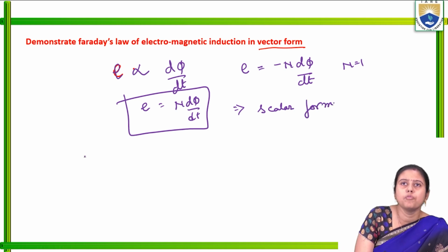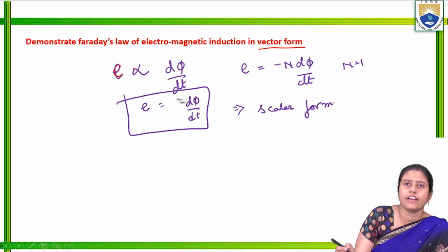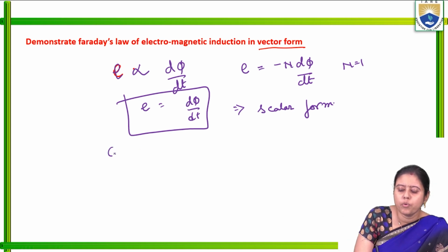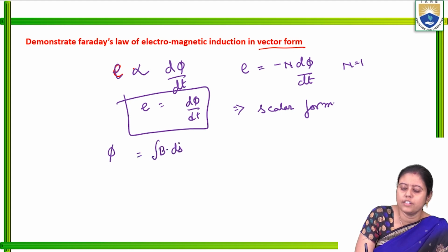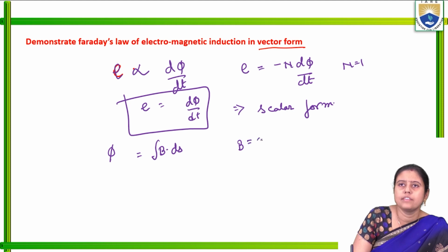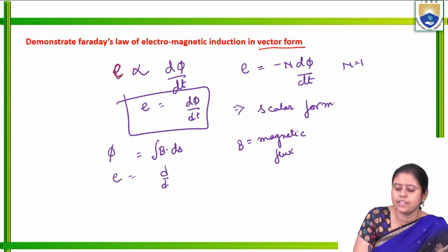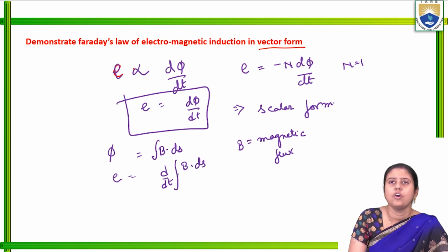Now, if we want to move it into the vector form, what we will get? We know flux phi is nothing but the integration of B dot ds. What is B? B is nothing but the magnetic flux density. What is then E? E is equal to minus d by dt integration of B dot ds. We got the value minus d by dt of B dot ds.